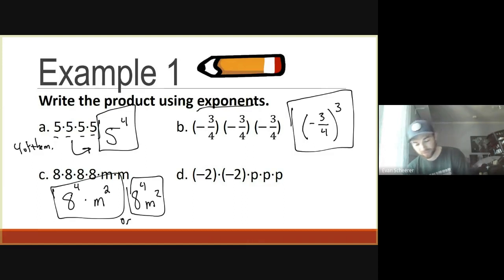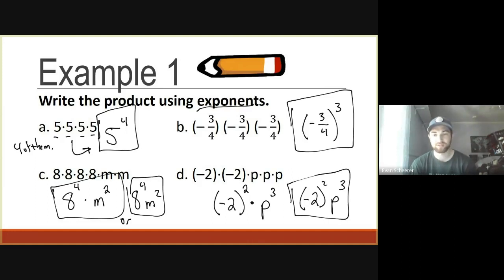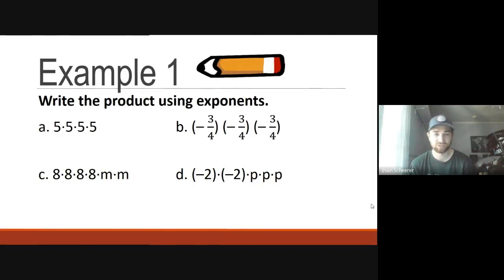And then the last one, we're using negative 2. How many times? Twice. And then we're multiplying that by p. How many times are we using p? 3 times. So our answer is negative 2 squared, p to the third. And remember, we know this is multiplication because when it's smushed together, it's always multiplication. You could put the dot, you could put the x, but you don't have to. Whenever two separate terms are smushed together, that's automatically multiplication. So hopefully this is a fresh reminder of how to do exponents. You guys should definitely know this. We did this in chapter 1 or 2.